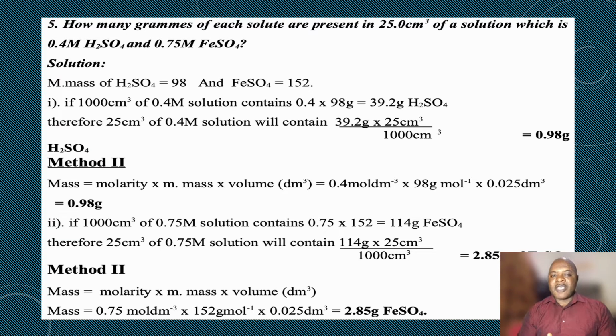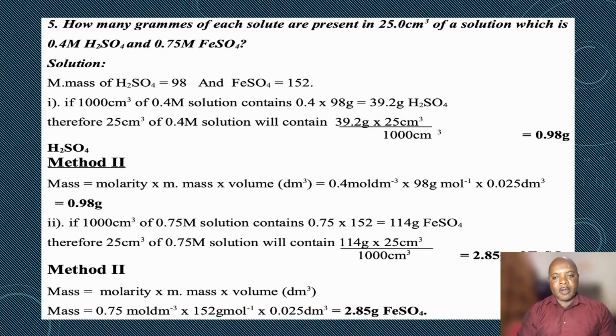So if 1000 cm cube of 0.4 molar will contain 39.2 gram of sulfuric acid, then 25 cm cube of this same 0.4 molar solution will contain what? It is 25 times 39.2 divided by 1000. We will have 0.98. That is by simple proportion, you have 0.98.